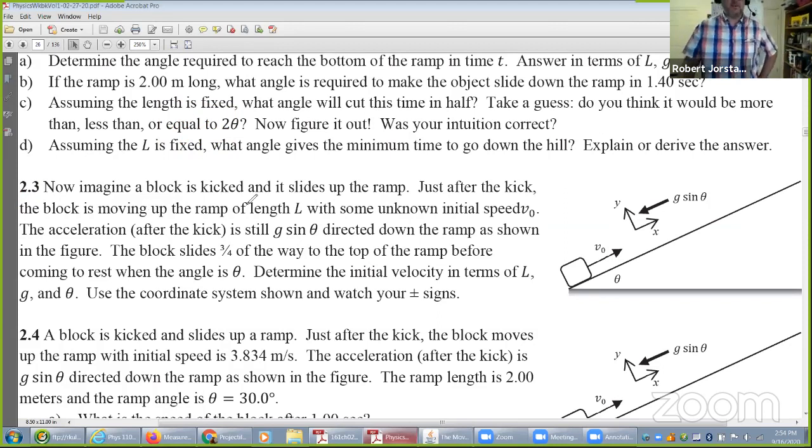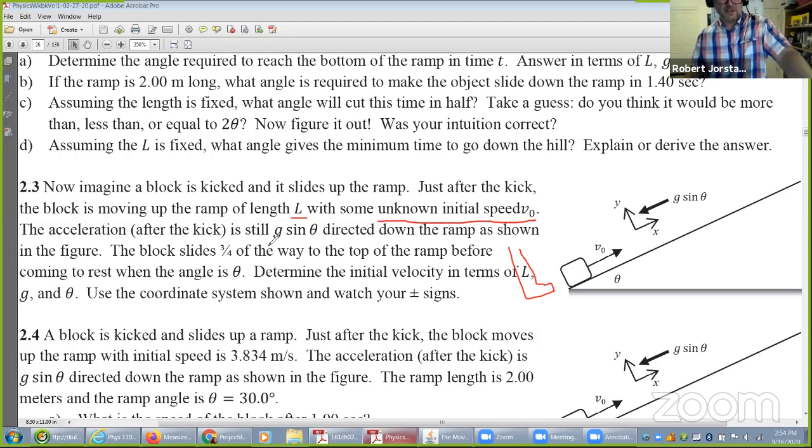So now imagine a block is kicked and it slides up the ramp. Just after the kick, so this is after the kick, the foot is over here now. It's no longer touching the block, okay? So you kick this block, and just after the kick, it's moving up a ramp of length L with some unknown initial velocity, V naught.